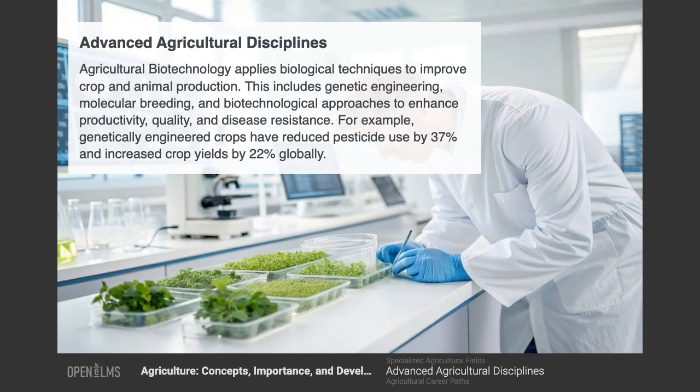Advanced agricultural disciplines. Agricultural biotechnology applies biological techniques to improve crop and animal production. This includes genetic engineering, molecular breeding, and biotechnological approaches to enhance productivity, quality, and disease resistance. For example, genetically engineered crops have reduced pesticide use by 37% and increased crop yields by 22% globally.